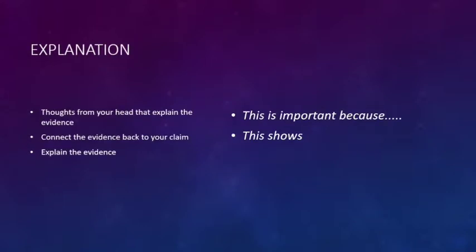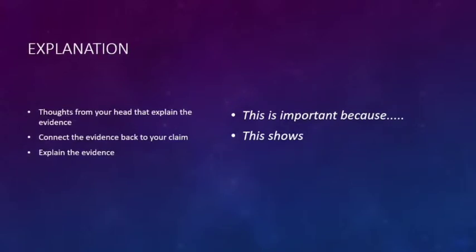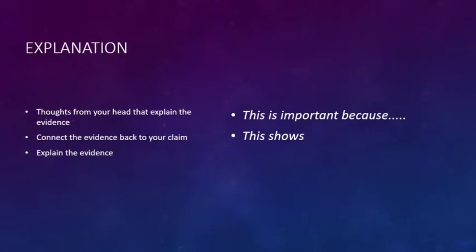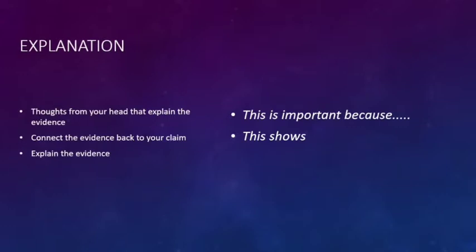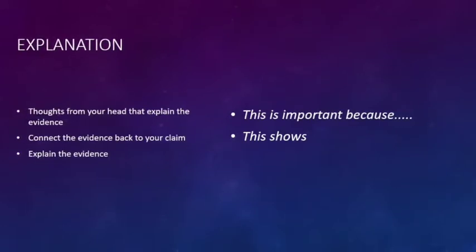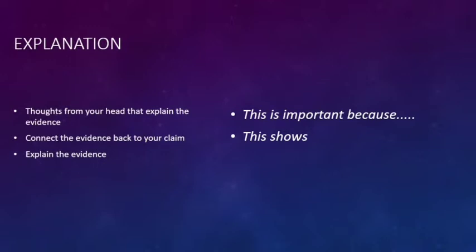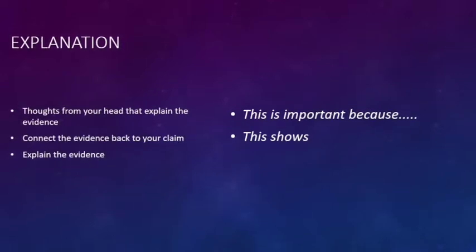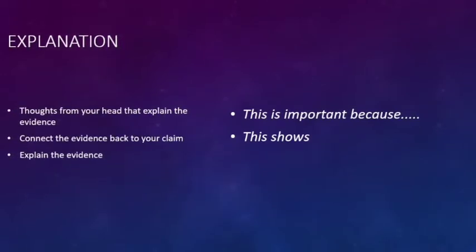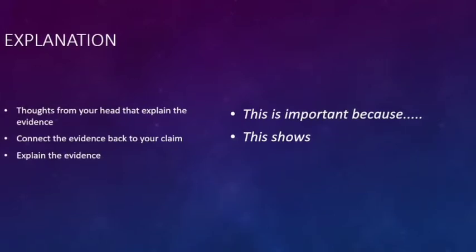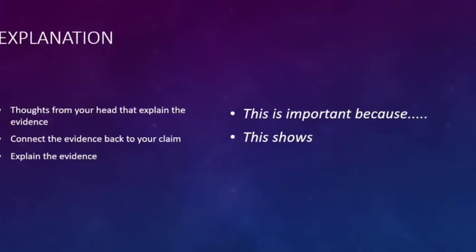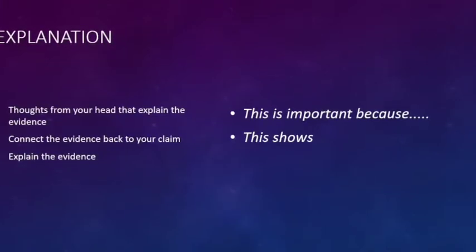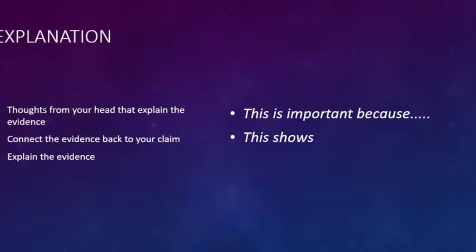After you provide an example, you always need to create an explanation. Your explanation is going to be the thoughts from your head that explains the evidence, and it connects your evidence back to the claim. You need to explain what the evidence is. So one way you could do this is saying, this is important because, and explain how that evidence relates back to your claim. You could also say, this shows that this dog is the smartest breed because, and then go ahead and relate it back. Go ahead and pause the video again and fill in your explanation for your first example.